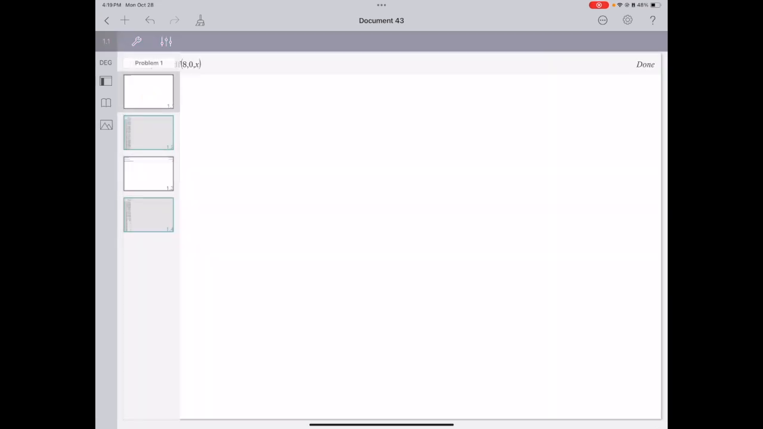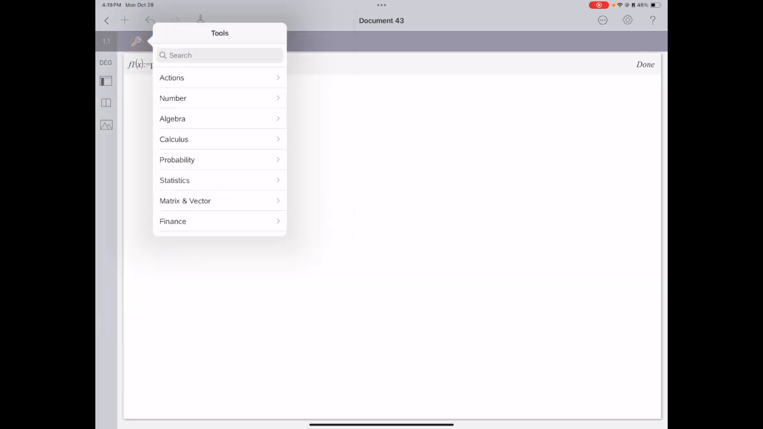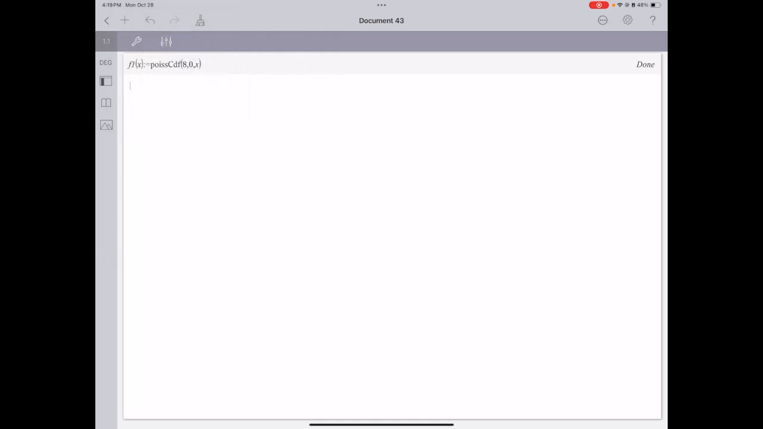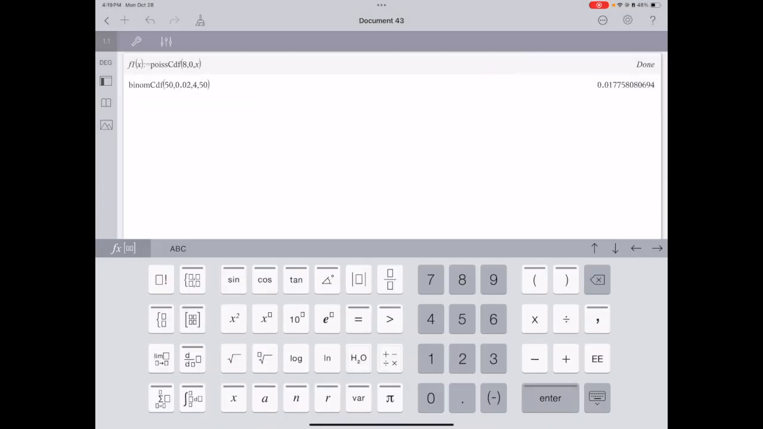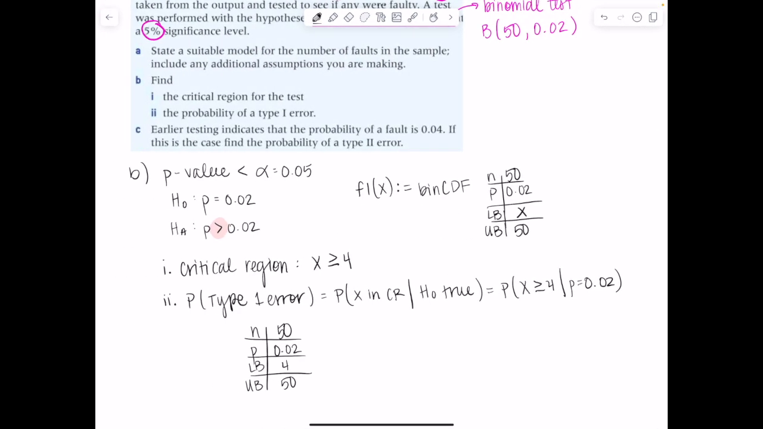Open up a calculator page and do this probability. So probability distributions, binomial CDF, 50, 0.02, 4, 50. I do get what was in my table, 0.0178. So the probability is about 1.78% of making a type 1 error.